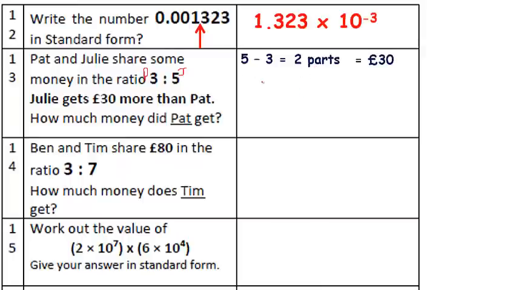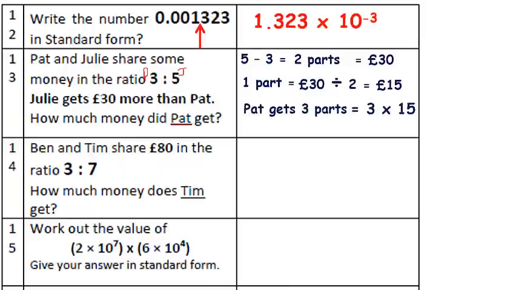In all of these questions, I need to work out what one part is. And in this case, 30 divided by 2 is 15. So one part is 15. Look at the question. How much money did Pat get? Now, Pat got 3 parts. So that means she's going to get 3 lots of 15, which is 45. And that's your answer. That's your result for this part. Okay, I'll go back to that.